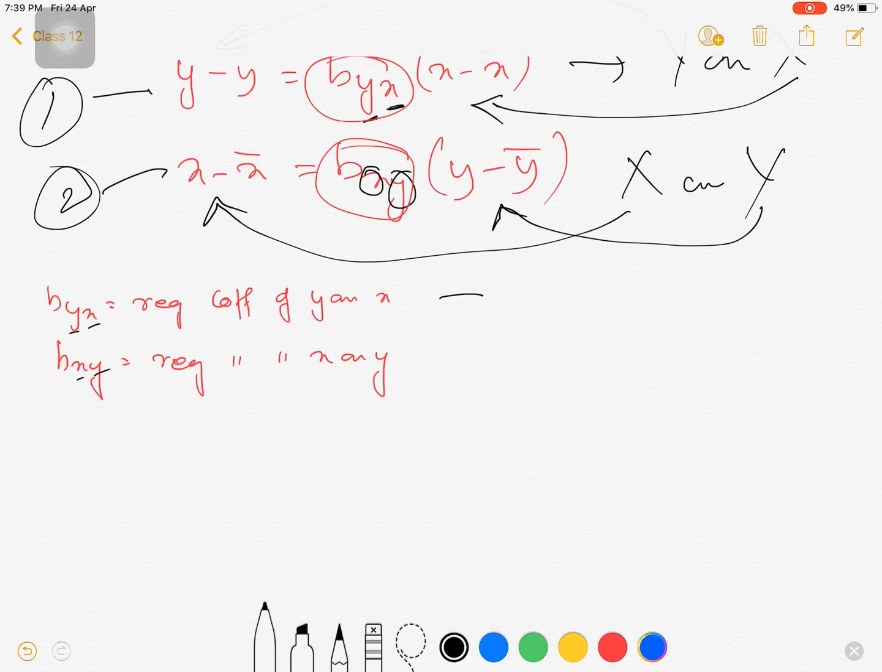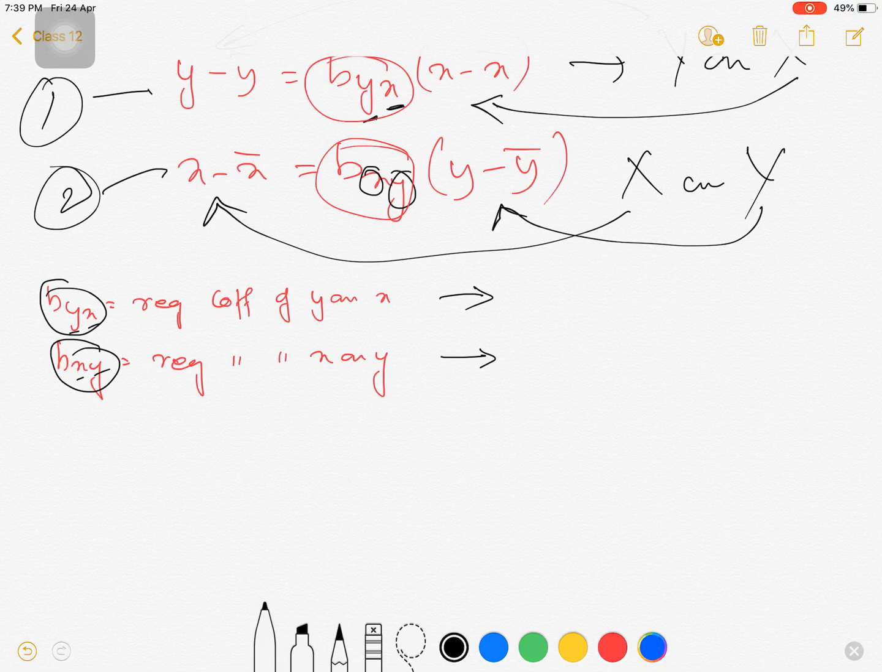Now these regression coefficients, I can easily find the mean. You know how to find the mean. Mean is adding all the variates and dividing by the total number of observations. Arithmetic mean is very easy to find. Now how to find byx and bxy? There are many formulas to find byx and bxy.